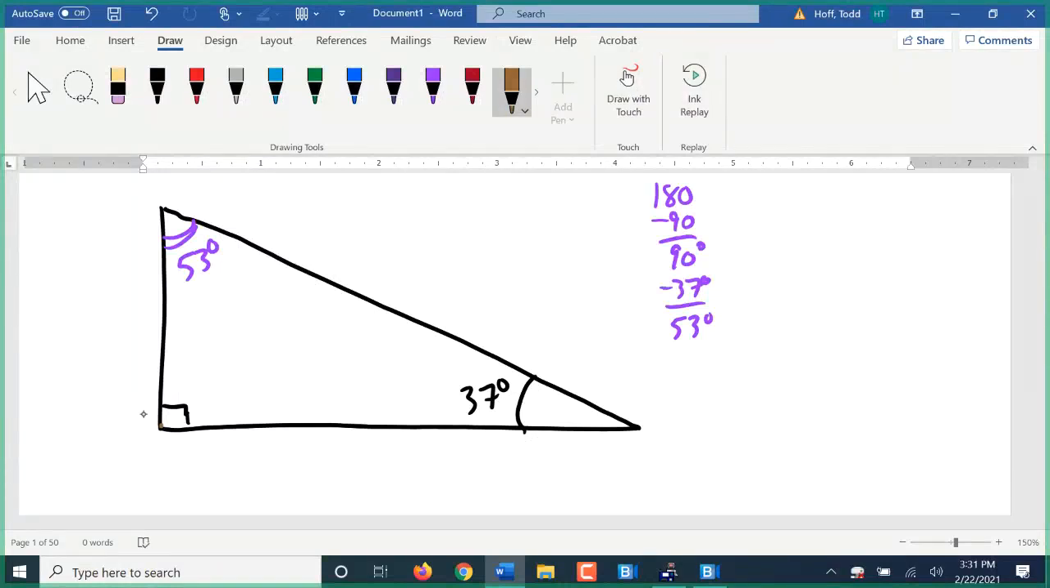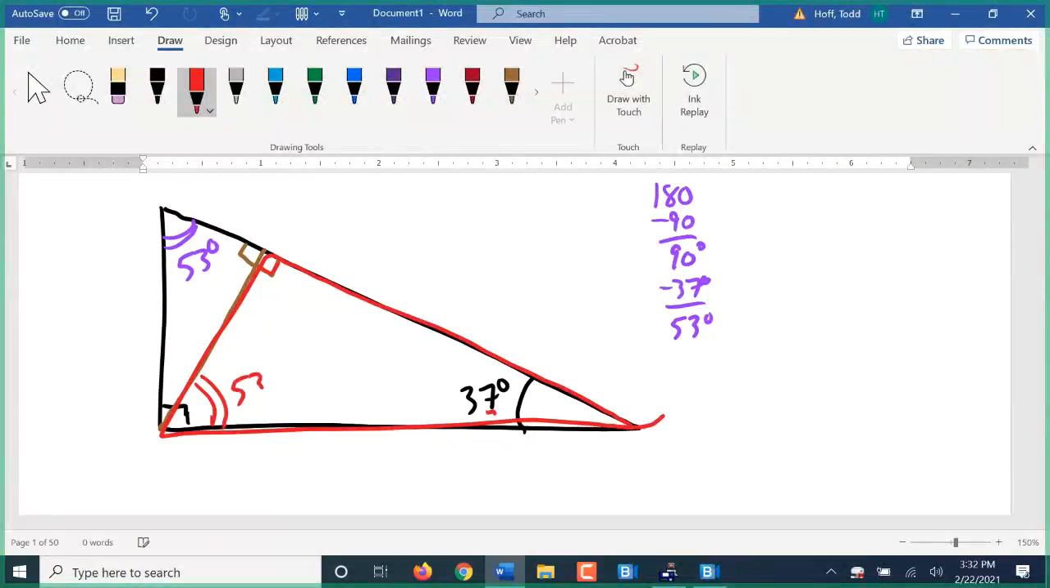Now here's what I'm going to do. I'm going to use my vertex from my right angle here, and I'm going to draw an altitude to the other side. It's going to hit the other side at a right angle. So we know it's a right angle on both sides. Now let's focus on this red triangle here. At 37, this is a right angle. What's this angle?